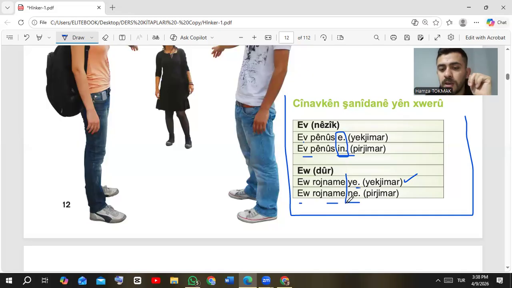So as you see, inflections are changing according to plural and singular. But ev and ew, this and these, that and those, are the same in writing and pronunciation. So ev, ev, these, ew, ew, that, those. Same pronunciation, same writing, but different in meaning when we change the inflections. E, ye, ne. I think you understood what I mean.